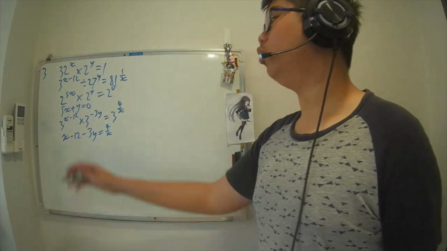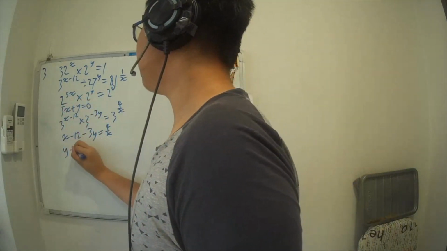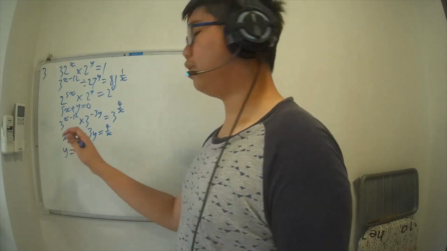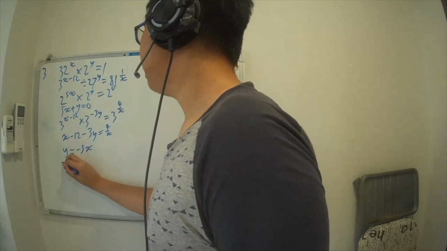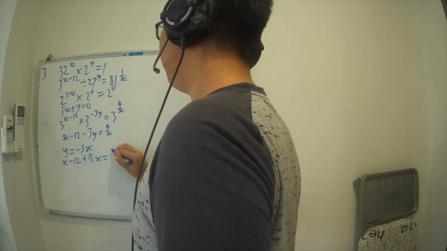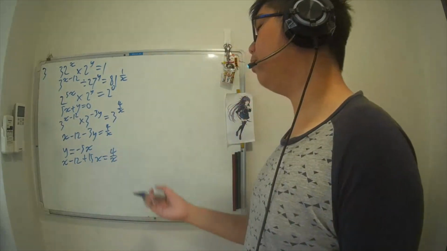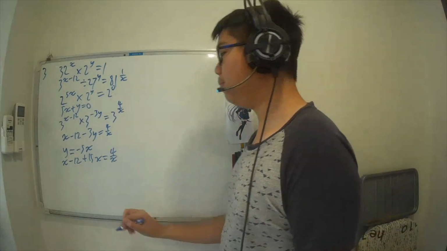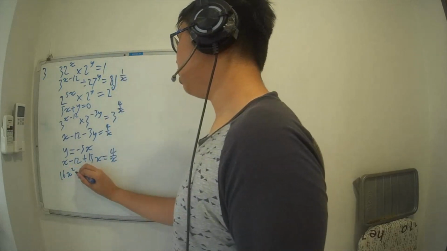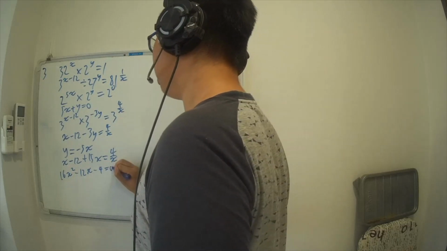Now I'm going to sub this. So y equals negative 5x. Then I will have x minus 12 plus 15x equals 4 over x. I'm going to multiply throughout by x and then at the same time bring the 4 over so that I have a quadratic equation. Then that will be 16x squared minus 12x minus 4 is equal to 0, right?